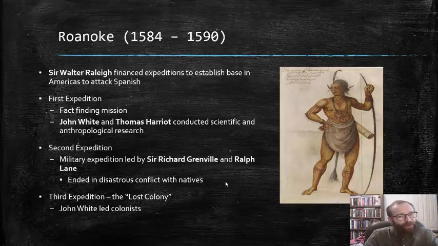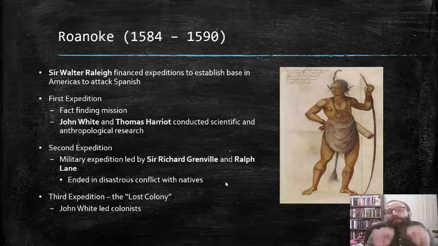Now, the difference between privateering and piracy is really one of degree, not kind. Privateers essentially had a license from their home governments to attack enemy shipping, whereas pirates really had carte blanche to attack anyone they so desired, including, of course, ships from their own home country of origin.